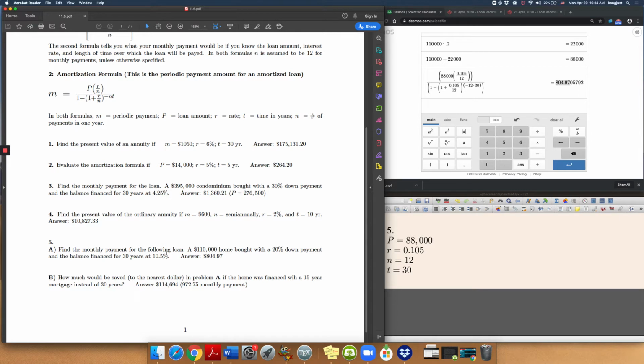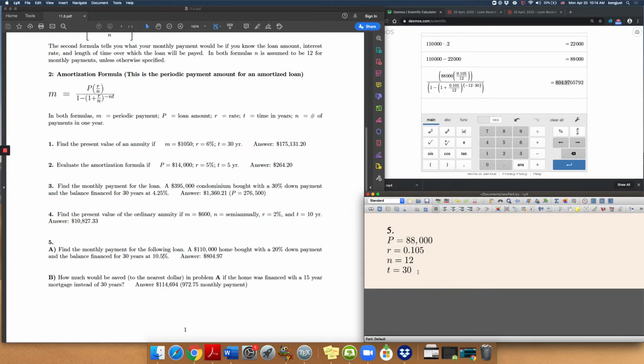Question number B: How much would be saved to the nearest dollar in problem A if you finance for 15 years instead of 30 years? That means you're going to have to repeat the whole question, except you treat T as being, instead of 30, 15.